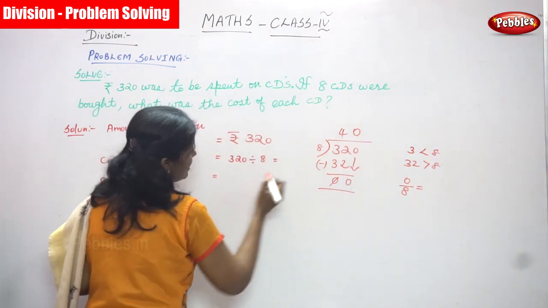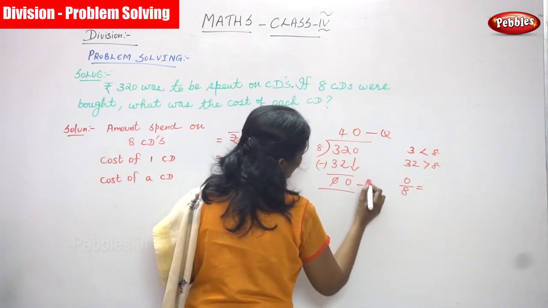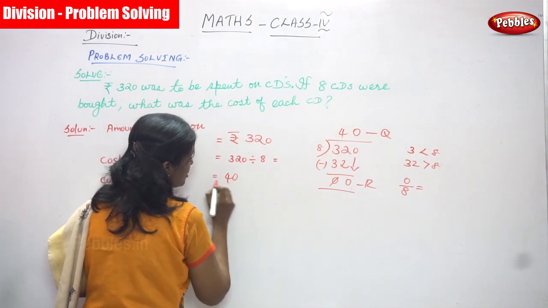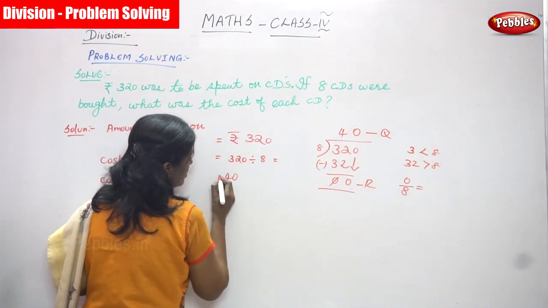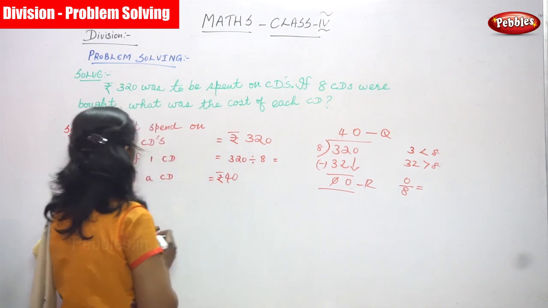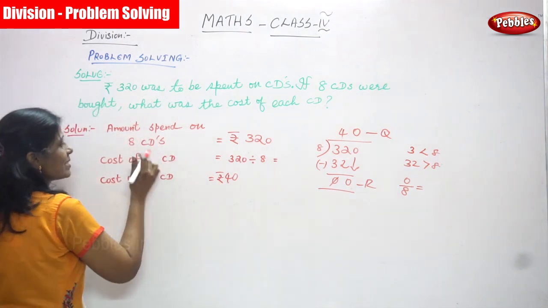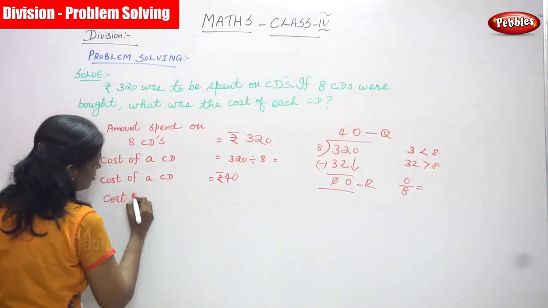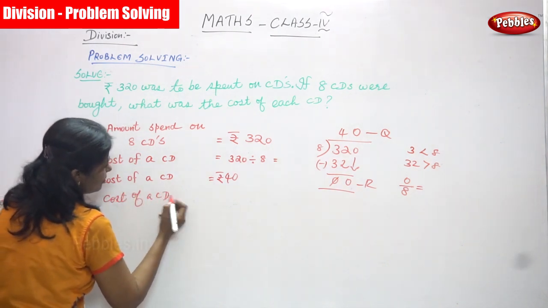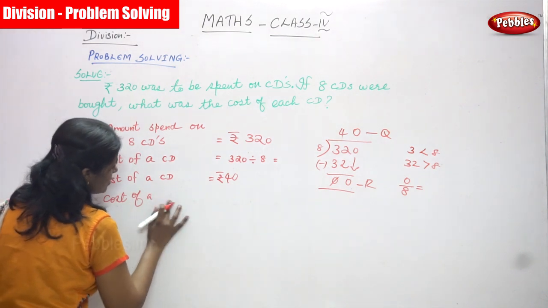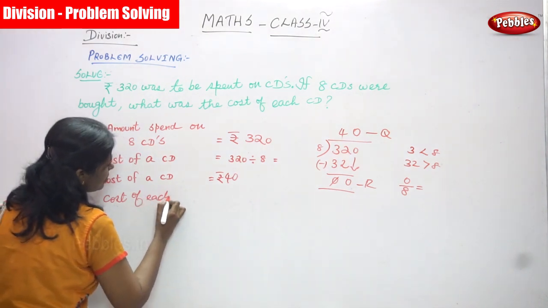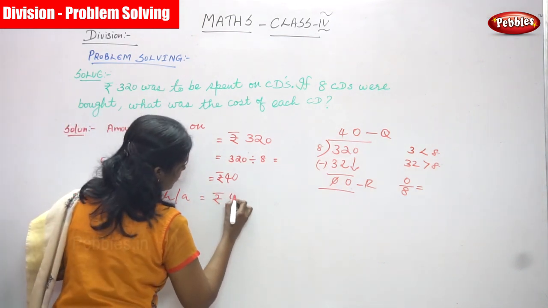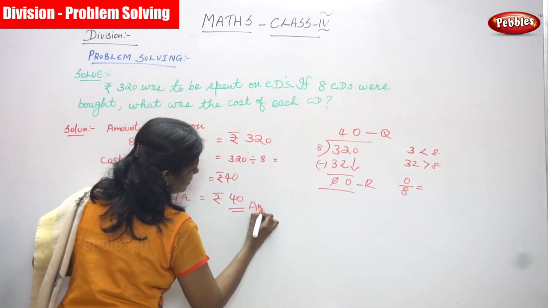So what is the answer? This is the quotient and this is the remainder. So 40. Then you have to write it as 40 rupees. So the cost of a CD, one CD or each CD, both are correct. That means rupees 40. This is the right answer for the question.